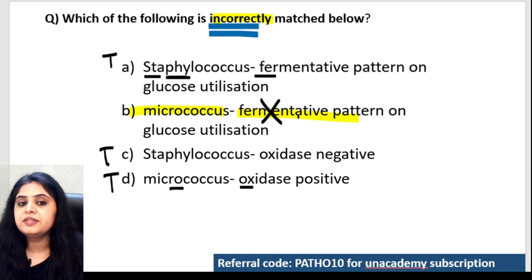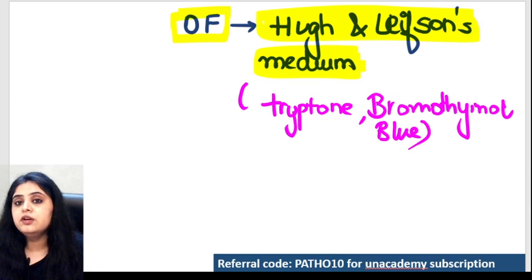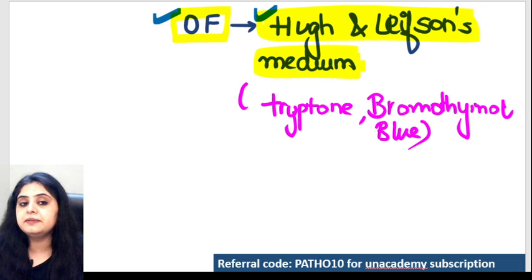That's incorrect. Now one question for you guys: when I have to search for this fermentative versus oxidative pattern on glucose utilization, what is the medium that I use for this OF testing? I use the Hugh and Leifson's medium. The Hugh and Leifson's medium is used to know the oxidative fermentative pattern.